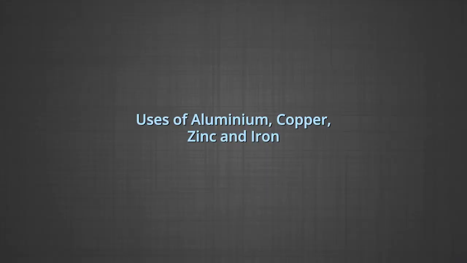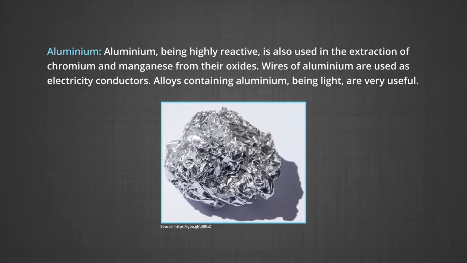Now, let us understand the uses of these pure metals that we have formed: aluminium, copper, zinc and iron. First of all, aluminium, as we know, is used in aluminium foils, used as wrappers for chocolates. The fine dust of the metal is used in paints and lacquers. Aluminium, being highly reactive, is also used in the extraction of chromium and manganese from their oxides. Wires of aluminium are used as electricity conductors. Alloys containing aluminium, being light, are very useful.